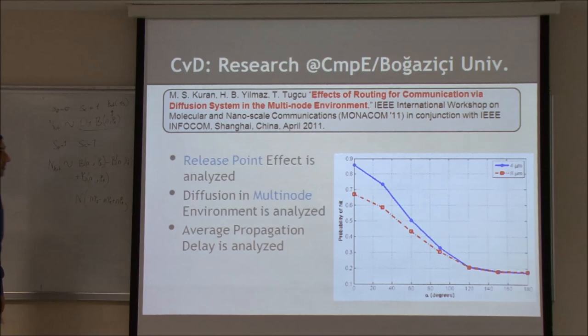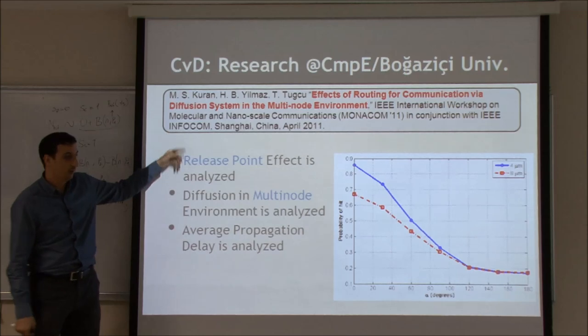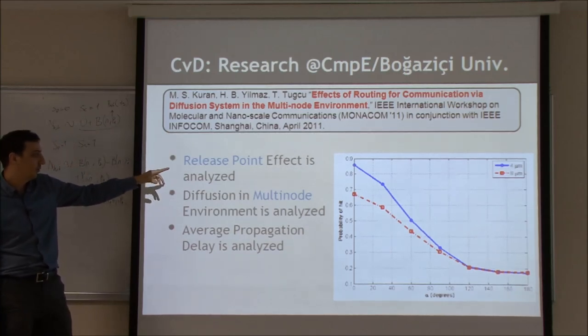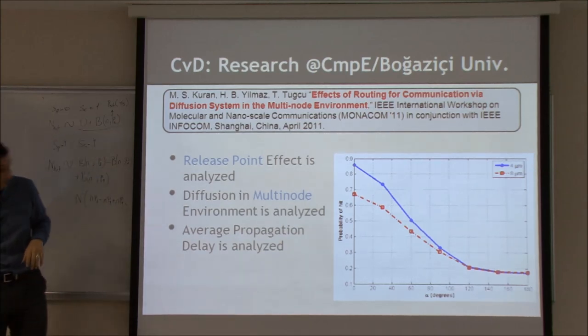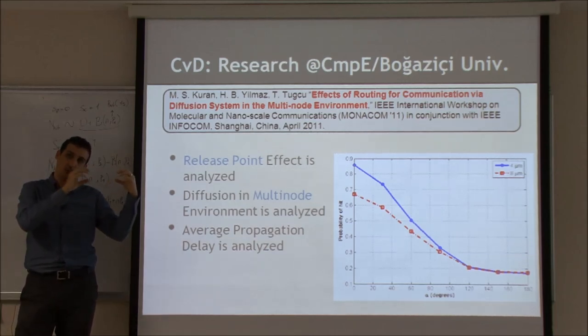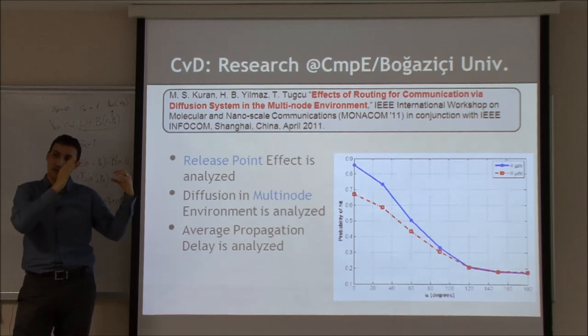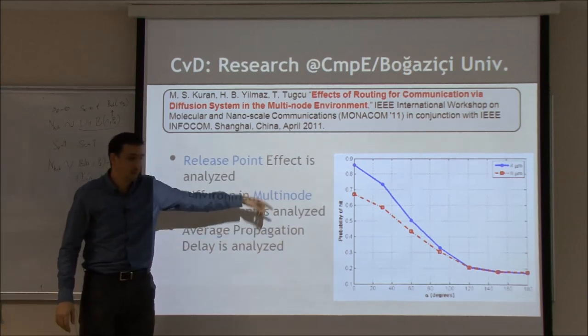Then this is the paper in Monacom, I think. Yes, Infocom workshop. We analyze the release point effect. What is the release point effect? You have two cells, and when you release the molecules from the closest point, it is the most effective one. But what if you release it erroneously at a bit higher location, let's say alpha? According to the alpha parameter, you can change the release point. And the release point affects the probability of hit.